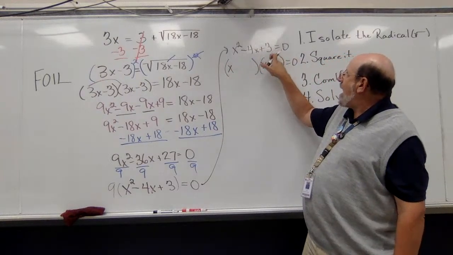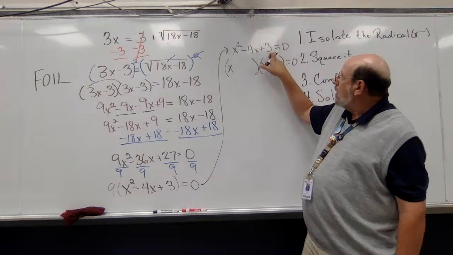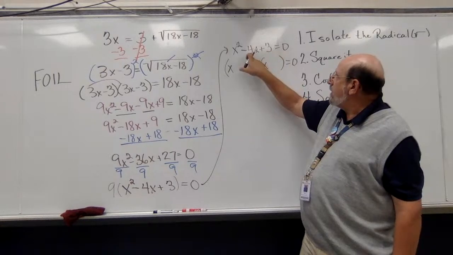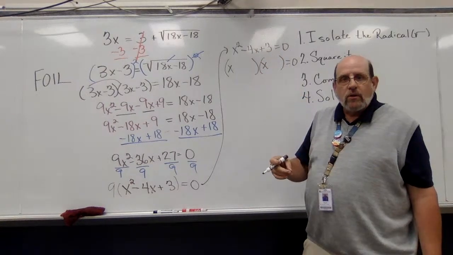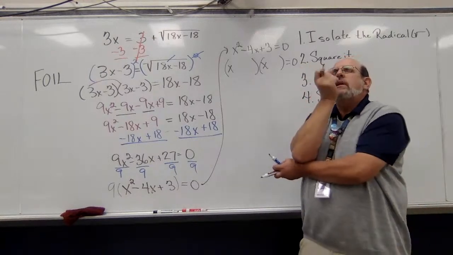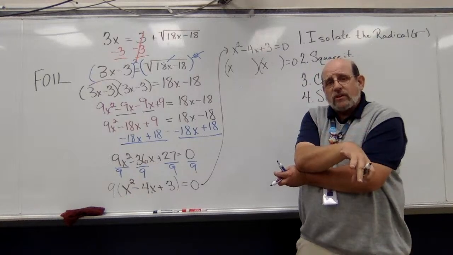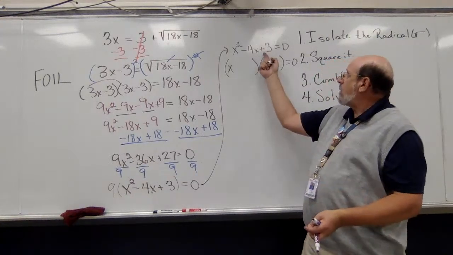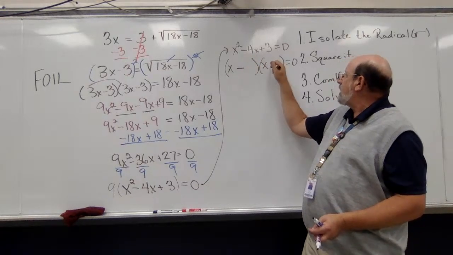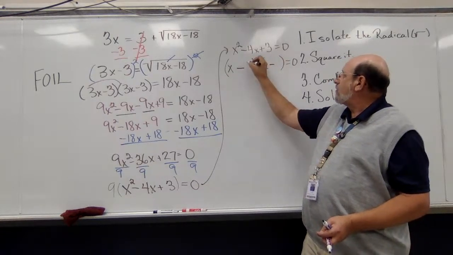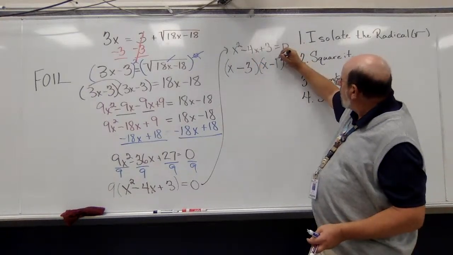Now, what factors of 3, when I add them together, give me negative 4, right? What factors of 3 give me negative 4? So it could either be 2 negatives or 2 positives, right? Because this is a positive number and this is negative, so they must both be negative. And what are the factors of 3? Duh, 3 and 1. It's a horrible 1.